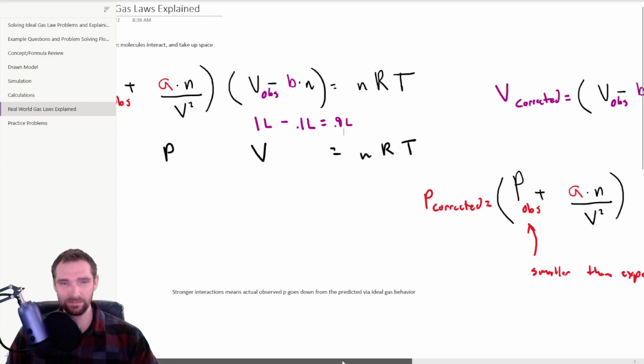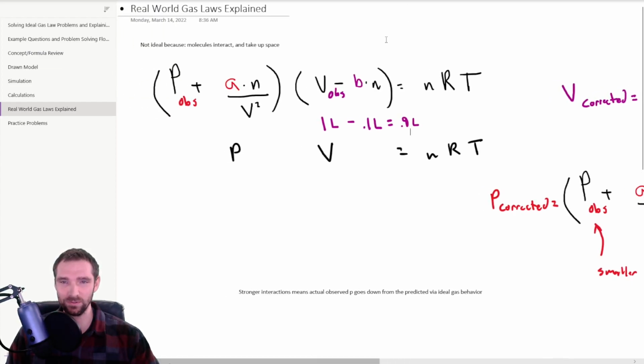You can imagine that as you change your number of moles, that's also going to change their effect on the balance with PV equals nRT. That's kind of why you're multiplying by n in both these situations. Don't worry too much about the math.